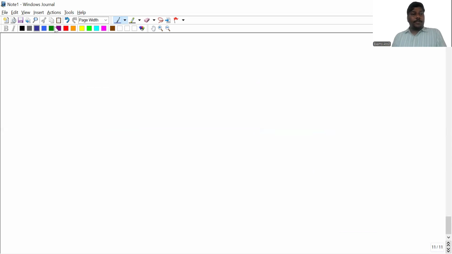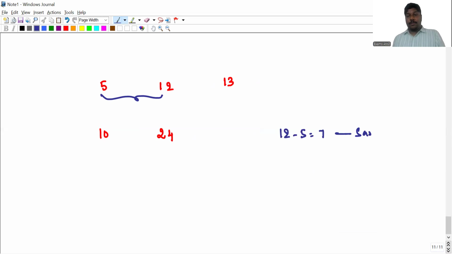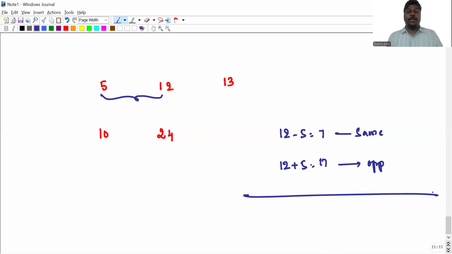Look at another triplet. Other triplets are 5, 12, 13. How do they give you based on 5, 12, 13? They'll say double of 5, which is 10, is one chord. Double of 12, which is 24, is another chord. And the distance between the chords: if it is the same side, it is 12 minus 5, which is 7. If it is the opposite side, it is 12 plus 5, which is 17. So for the opposite side, 17 is the third, and for the same side, 7 is the third.